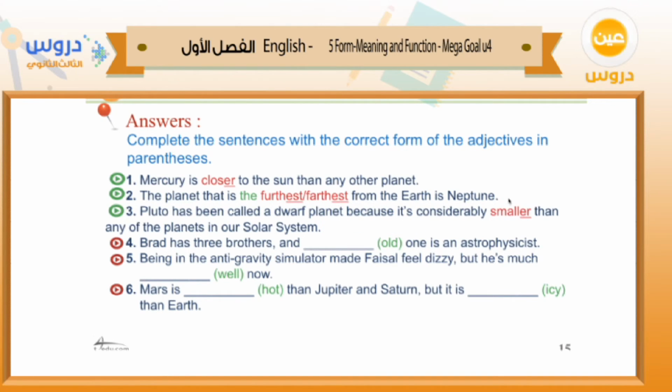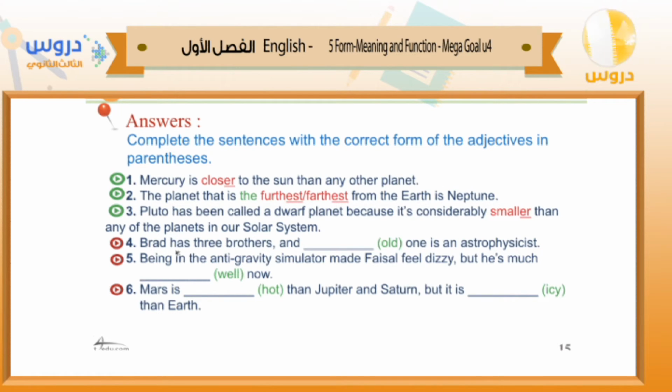So it's comparative. So we have to say Pluto has been called a dwarf planet. Dwarf means smaller than usual, because it's considerably smaller. Smaller, E-R. It's a short adjective.